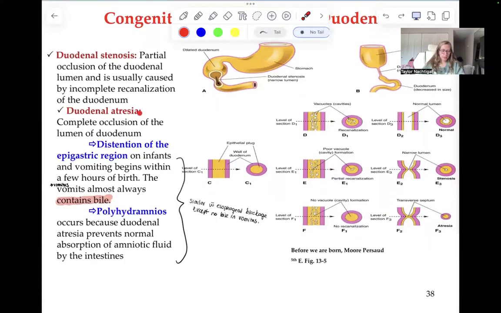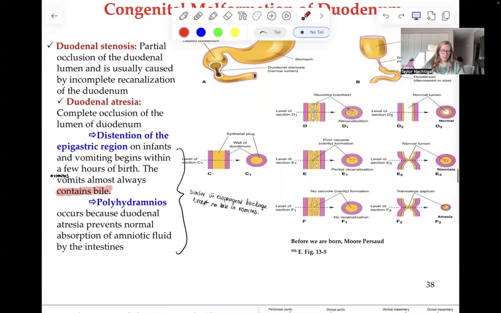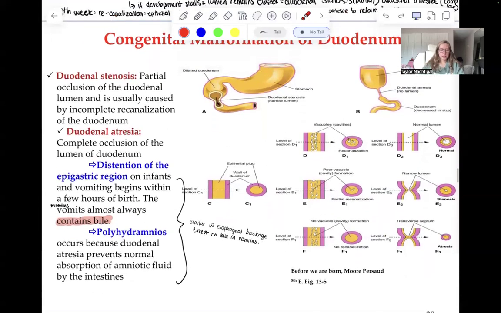So when we have a duodenal atresia, we see distension of the epigastric region in infants, so the stomach and the esophagus, and vomiting will begin within a few hours after birth. The vomit in this case is going to contain bile because the blockage is happening lower on in the GIT. We're going to see bile is starting to mix a little bit here because we have our sphincter of Oddi connected somewhere in here, so we're going to have bile. That's a key differentiating feature.